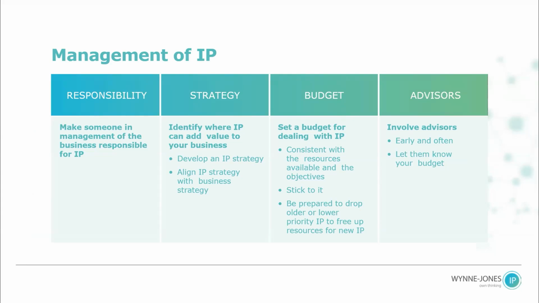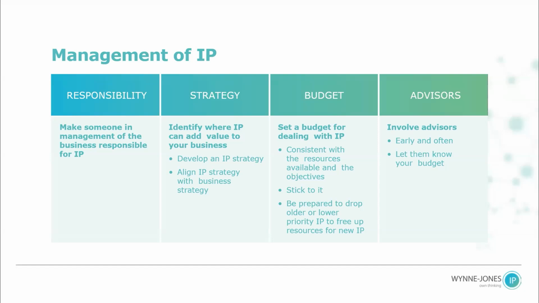You need to identify where intellectual property can add value to your business. So you develop the IP strategy that finds those areas and therefore has to align with your business strategy. There's no point in getting IP protection for things that don't align with your business unless you really do have an opportunity to generate value out of those. There's cost and effort involved in it, so it's got to be also aligned with your business.